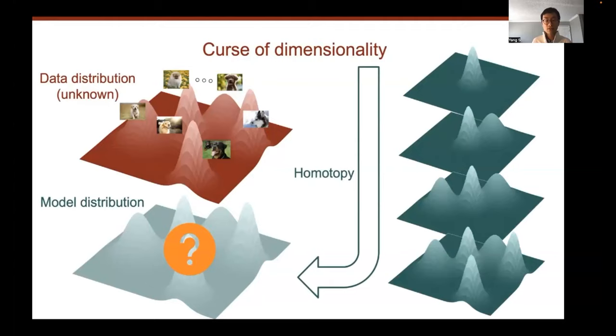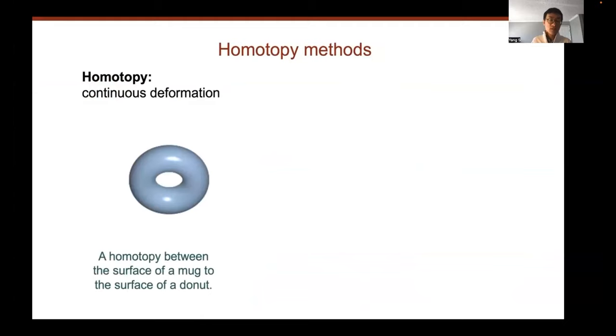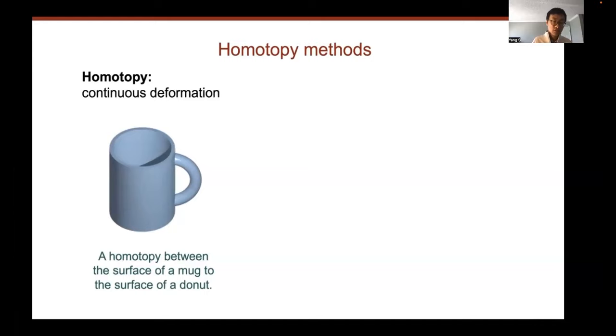So what exactly is a homotopy? It's a fancy word for continuous deformation. This is an animation that shows a homotopy that smoothly deforms the surface of a mug to the surface of a donut.